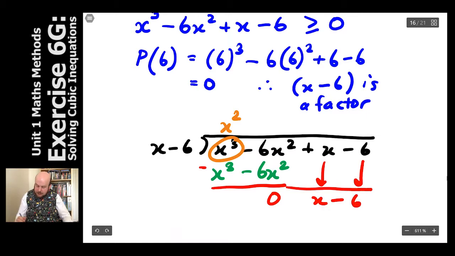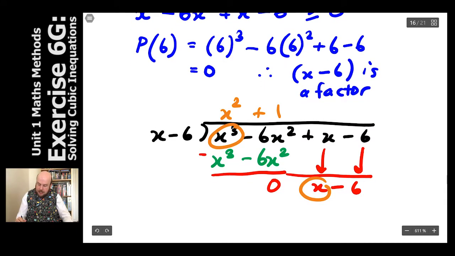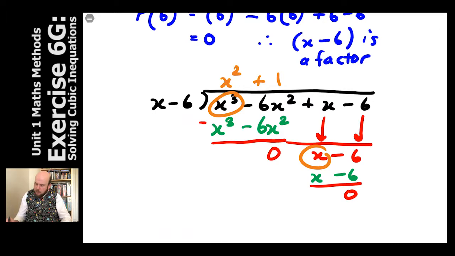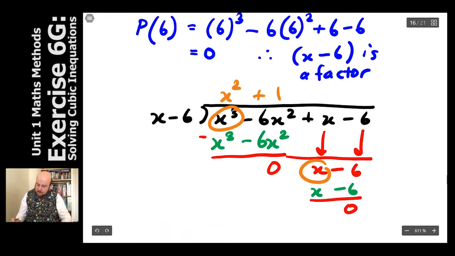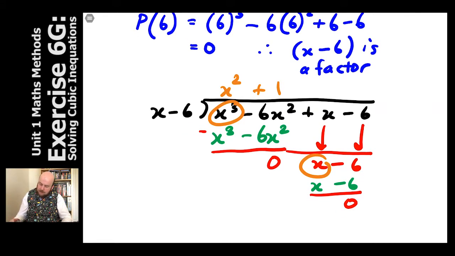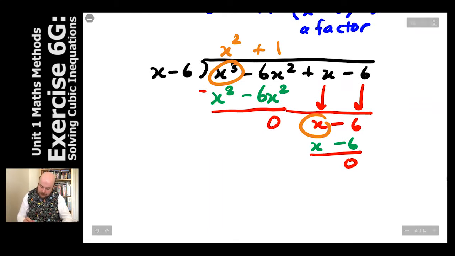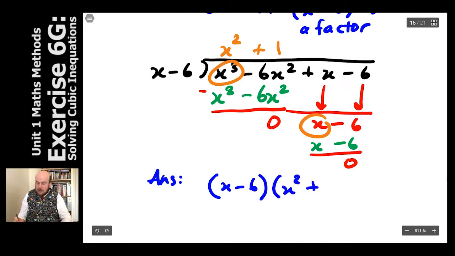So then, x divided by x is 1. 1 times x is x. 1 times negative 6 is negative 6. We've got a 0. Ooh, interesting. We've got a weird looking factor. So our factorized form is (x minus 6)(x squared plus 1).